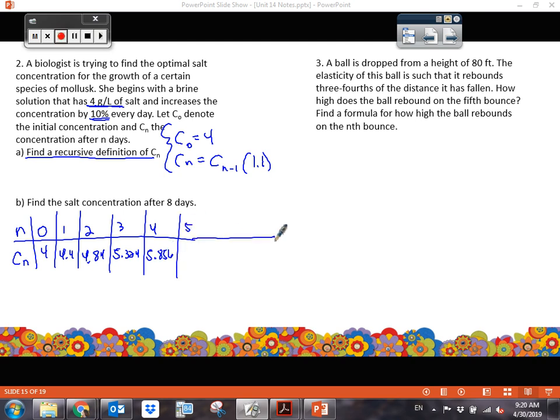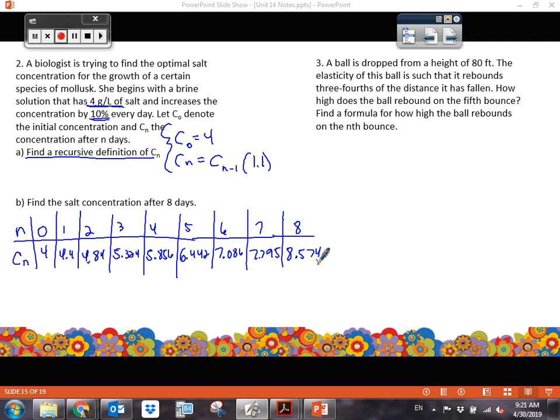At 5, it's 6.442. At 6, it's 7.086. Oh, we're almost there. At 7, it's 7.795. And finally, where we're going for is 8. At 8, it's 8.574.